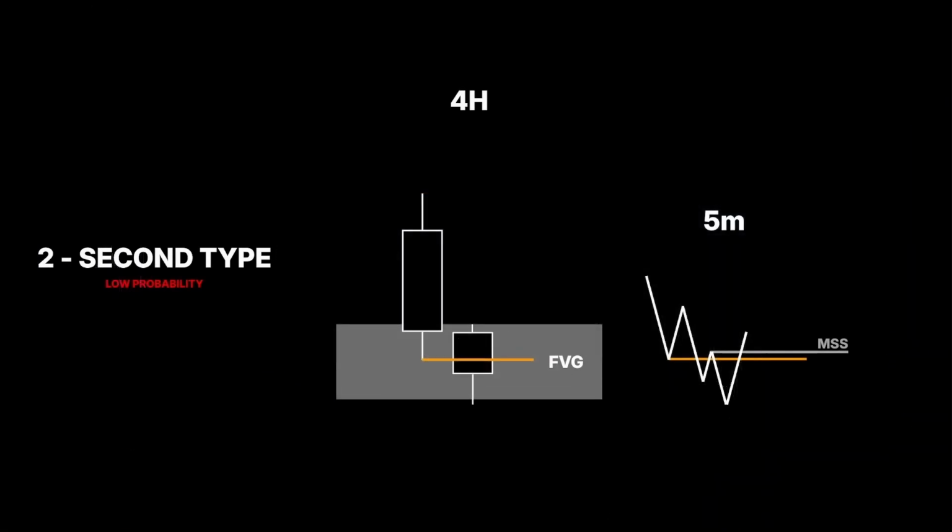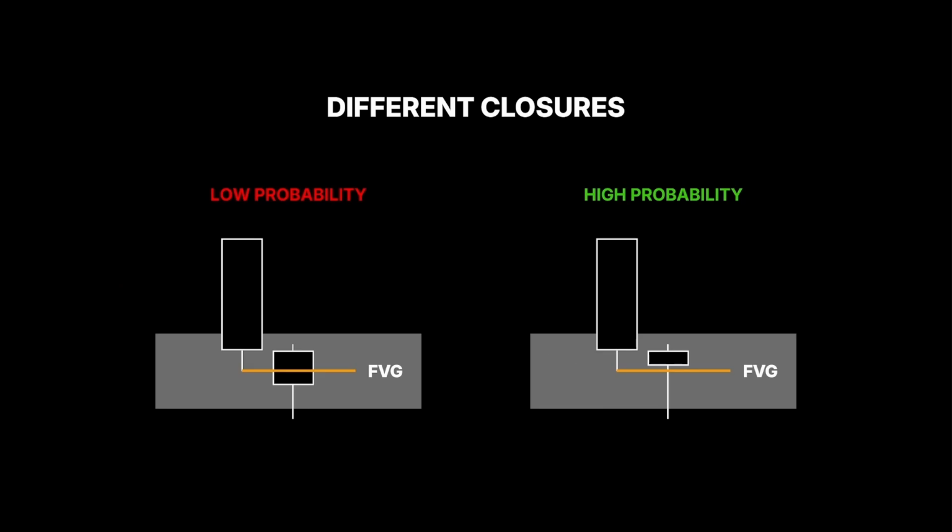The second type is also a low probability one. It's when the second candle closes below the previous candle low or above the previous candle high. It is because if you want the price to go higher, the candle should show us strength. It shouldn't close below the previous candle low.